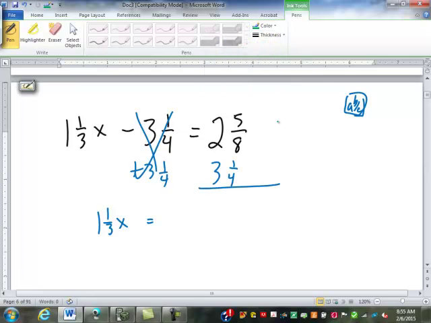So anyway, we need a common denominator, which is going to be 8. So this is going to stay 2 and 5/8. This is going to become 3 and 2/8. 4 times 2 makes 8, so 1 times 2 is 2. We add those together. 5 and 2 make 7/8. 2 and 3 is 5. We have 5 and 7/8.